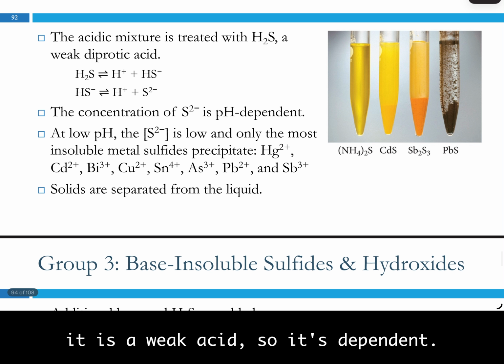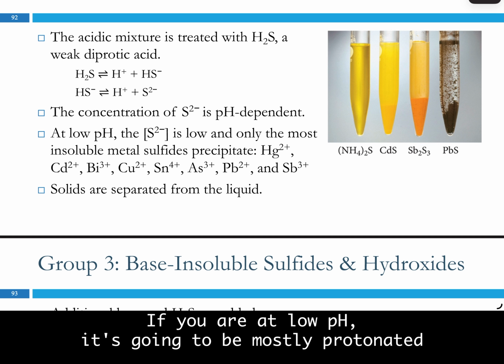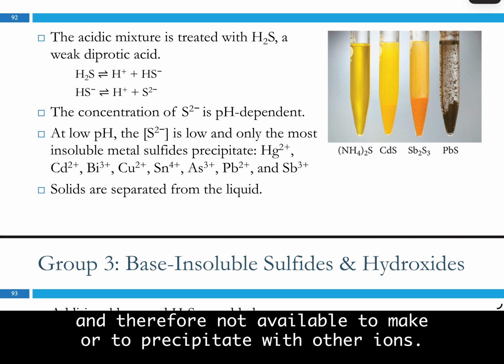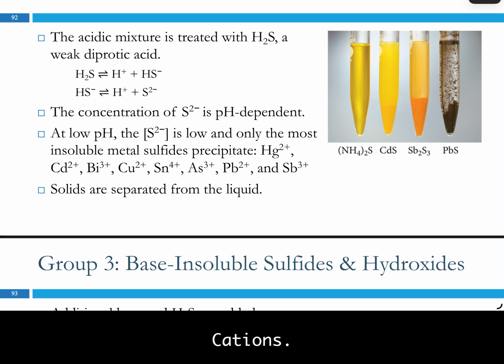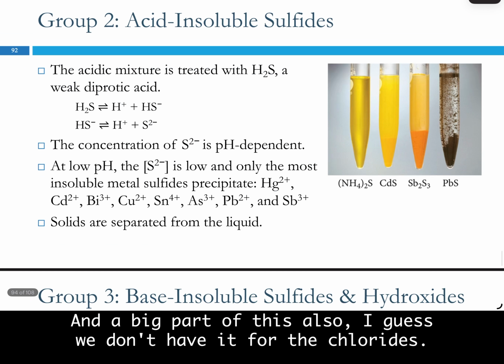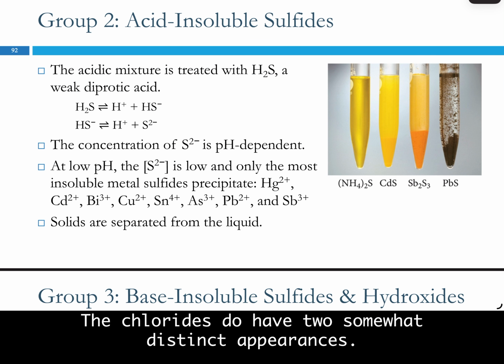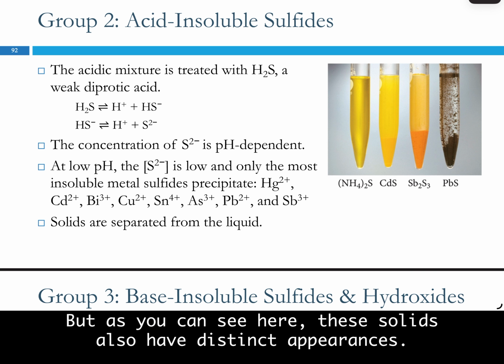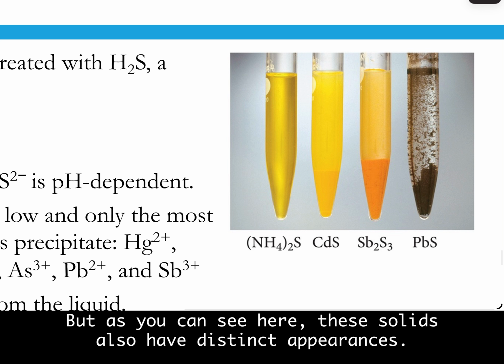Anyways, it is a weak acid, so it's pH dependent. If you are at low pHs, it's going to be mostly protonated and therefore not available to precipitate with other cations. So you have to be at a higher pH. And a big part of this also, the chlorides do have somewhat distinct appearances. But as you can see here, these solids also have distinct appearances.